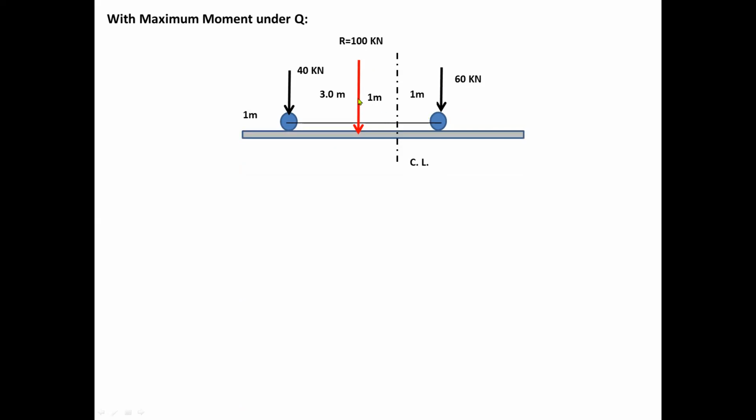Now, if this is 3 meters and that is 1 meter, kailangan pa natin ng 1 meter hanggang sa ating center line. If this is 1 meter, definitely this will be 4 meters after ng 60 kilonewton. So we have now our point A, point P, point Q, and point B. Again, we have the R sub 1 and R sub 2 as our reactions, for a total of 10 meters ang ating span ng ating beam.